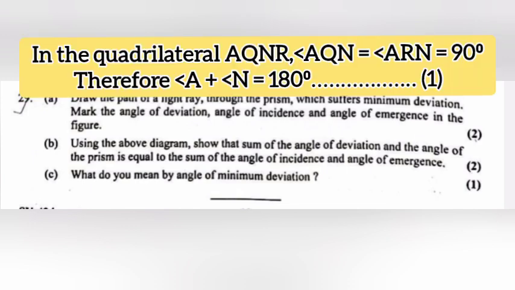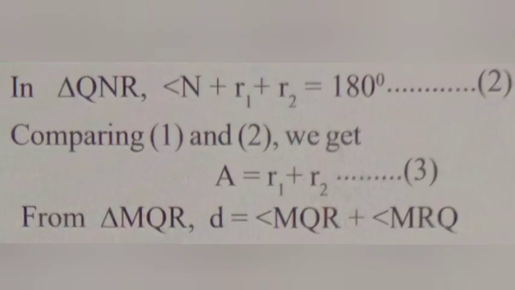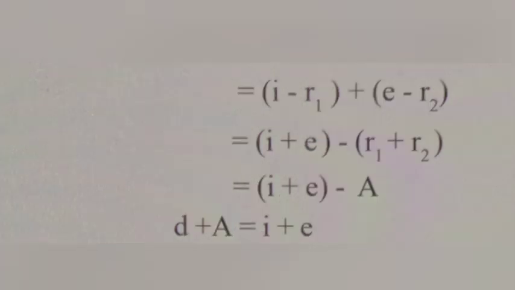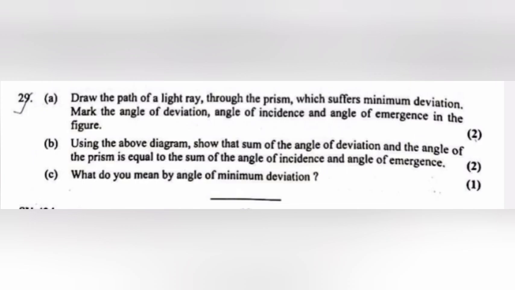Answer. In the quadrilateral AQNR, angle AQN is equal to angle ARN equal to 90 degree. Therefore, angle A plus angle N is equal to 180 degree. 1. In triangle QNR, angle N plus r1 plus r2 equal 180 degree. 2. Comparing 1 and 2, we get A is equal to r1 plus r2. 3. From triangle MQR, D is equal to angle MQR plus angle MRQ. Final answer, D plus A is equal to i plus e. C. What do you mean by angle of minimum deviation? Answer.